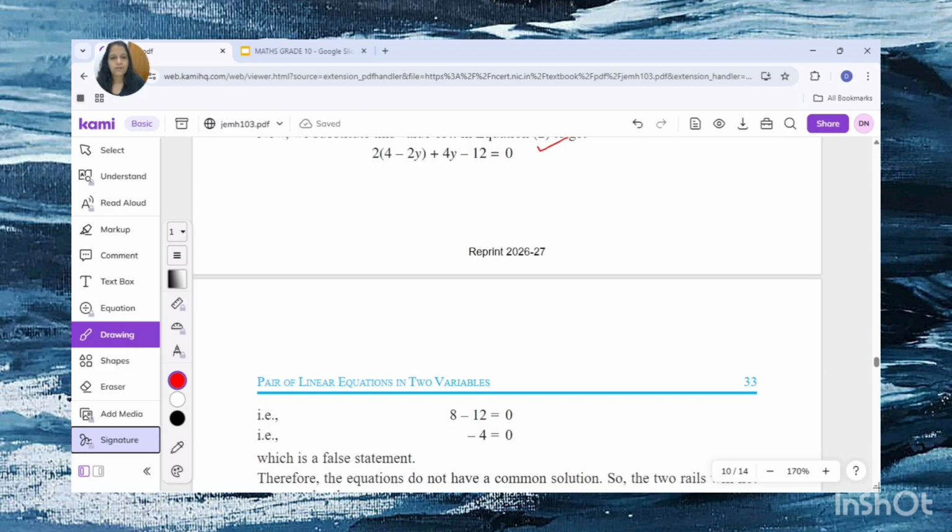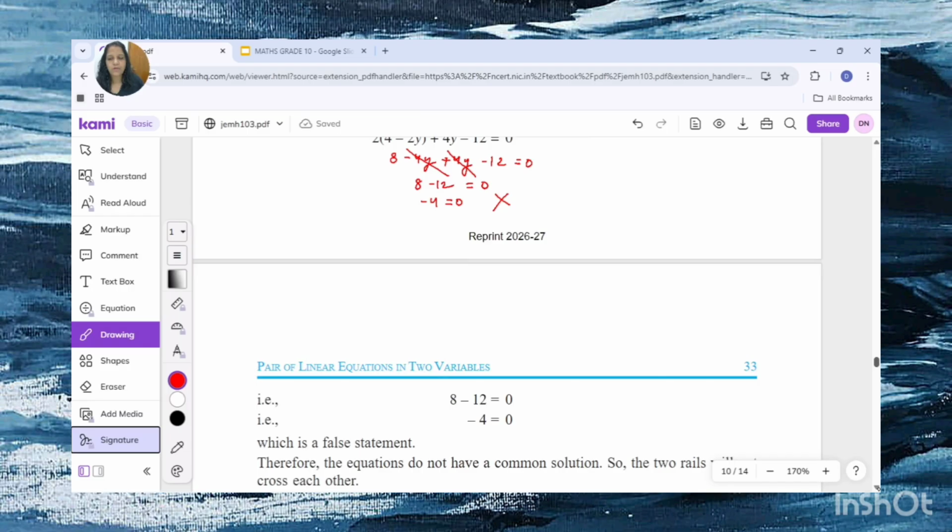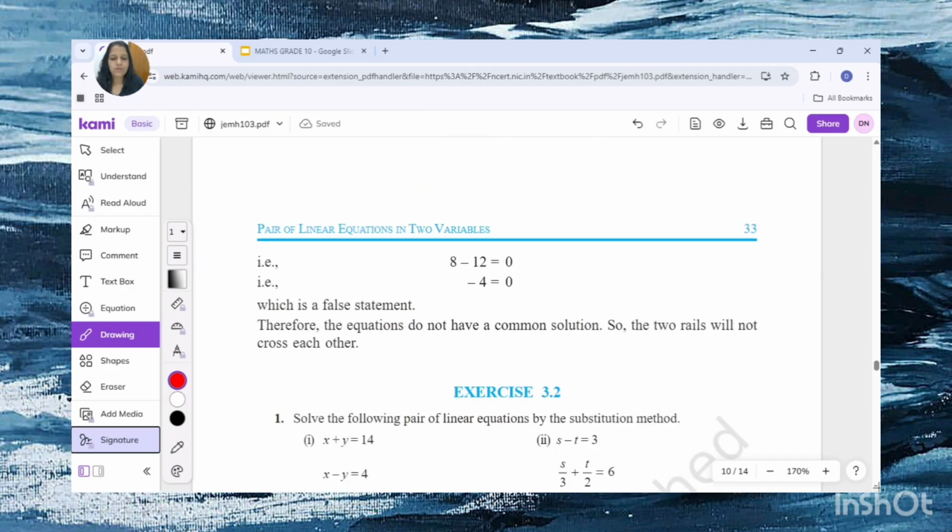When you solve it further, it will become 8 minus 4y plus 4y minus 12 is equal to 0. 4y and 4y will get cancelled, opposite signs. So it will become 8 minus 12 is equal to 0, that is minus 4 is equal to 0, which is a false statement as the values are not the same on both the sides. Therefore, the equations do not have any common solution. And therefore, the two rails are not going to cross each other. The rails are what? The rails are parallel.